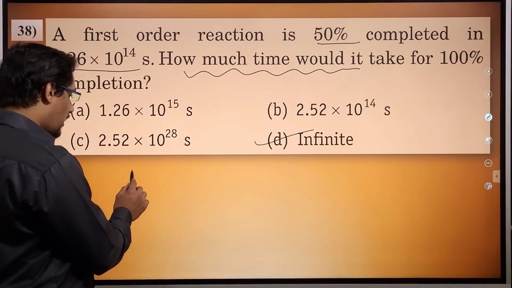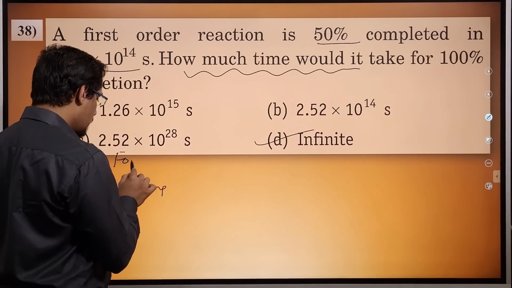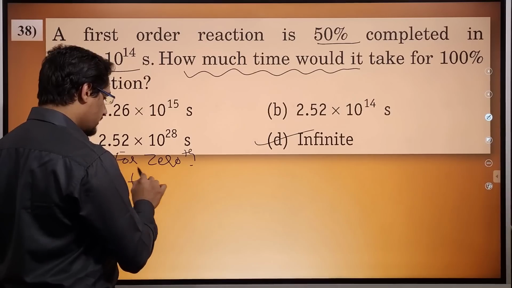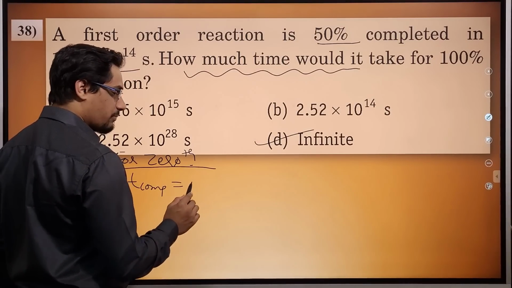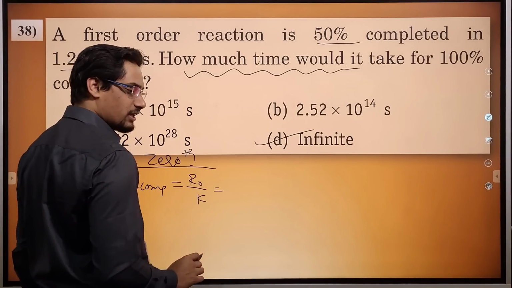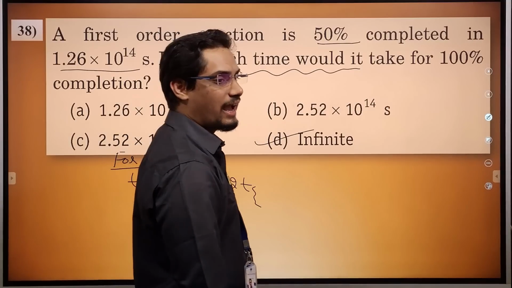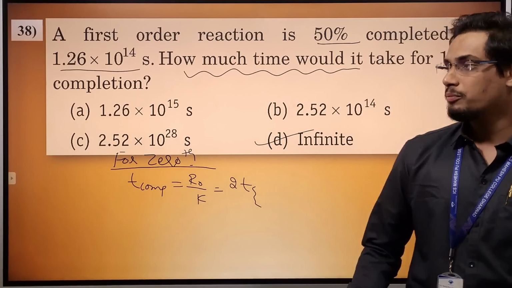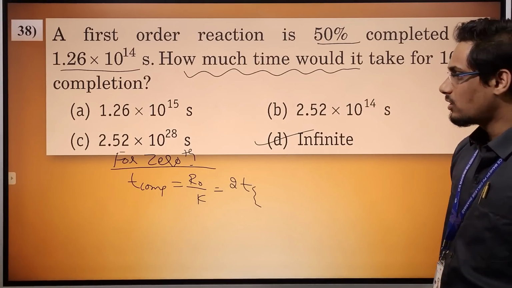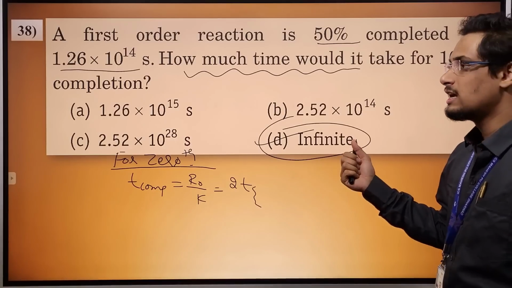But yet we have T completion for zeroth order. For zeroth order we have T completion. T completion is equal to R naught by K, which is nothing but 2 T half. So twice the half-life would be the T completion for zeroth order, but for first order reaction it would take infinite time. It never undergoes completion.